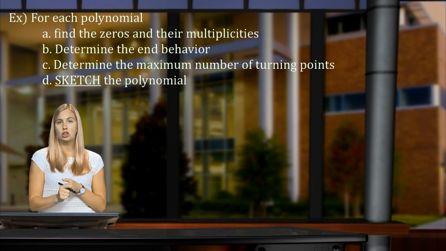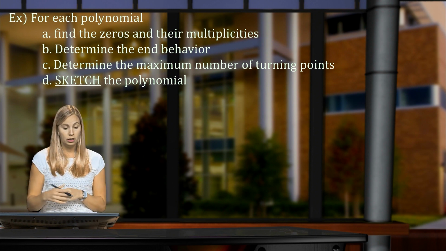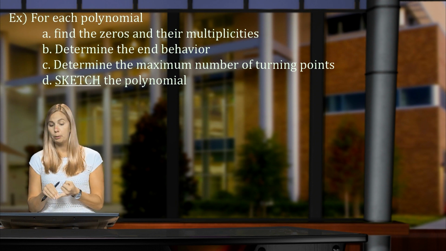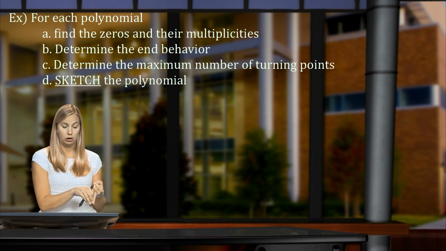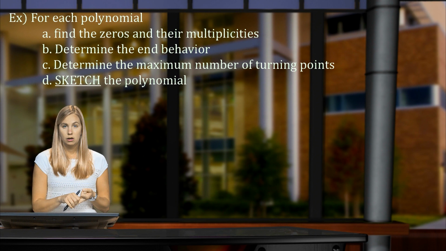Okay, so we're going to look at some polynomials, and for each of the following polynomials, we're going to find the zeros and their multiplicities. We're going to determine the end behavior of the graph of the polynomial. And then we're going to determine the maximum number of turning points. We're going to put all of that together to come up with a sketch of the polynomial.